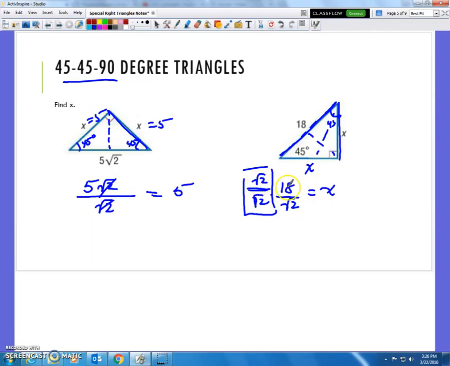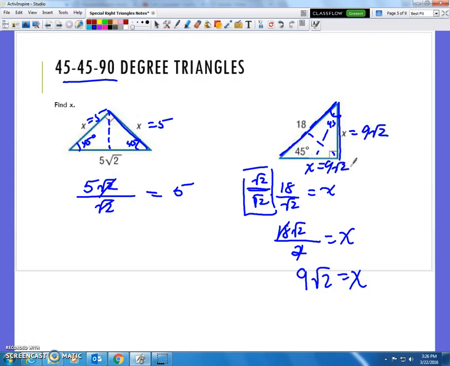Okay, when I take root 2 times 18, I have 18 root 2. On the bottom, root 2 times root 2 is 2 itself. And now it's just a matter of reducing. Numbers outside the root reduce with other numbers outside the root. Numbers inside the root reduce with numbers inside the root. In this case, each x value is equal to 9 root 2. If you're not convinced, you can always multiply it by root 2 to see if you get back to 18, which in this case you will. And in all cases you will. Alright, so there's the relationships between a 45, 45, 90 degree triangle between its legs and hypotenuse.